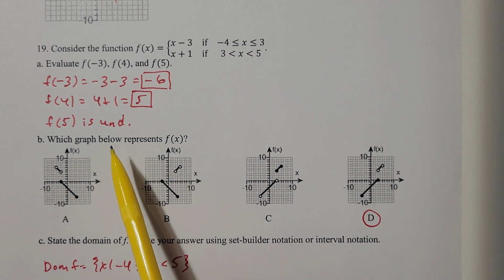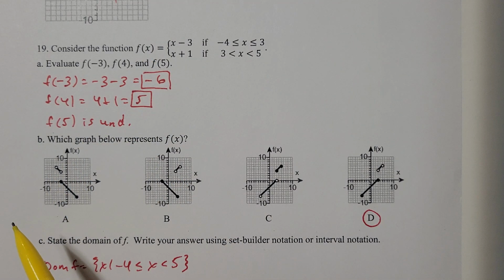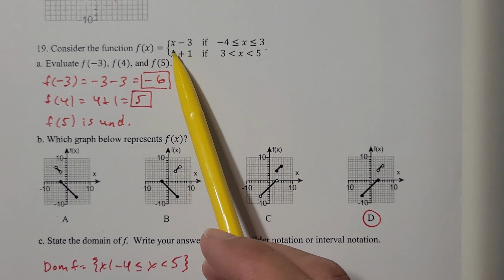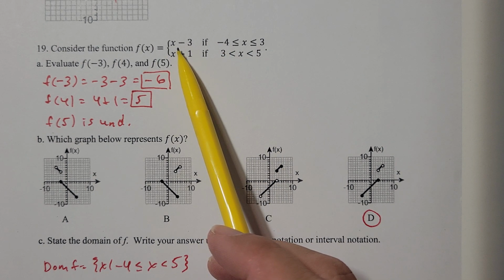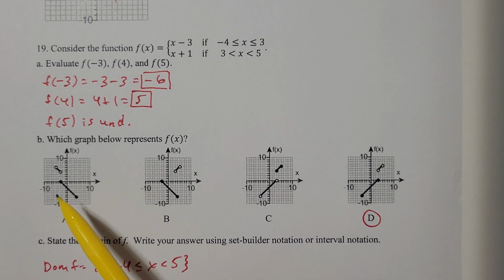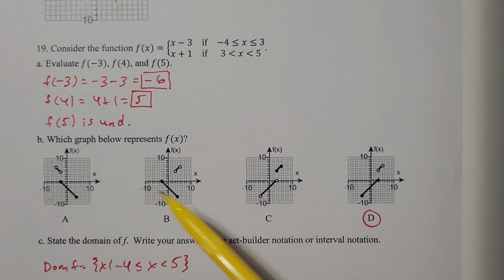So which graph below represents the graph of f of x? If I plug -4 into piece 1, -4 minus 3 is -7, right? So the point (-4, -7) has to be on the graph. I know that the answer is not A, because I don't see the point (-4, -7) on this graph. So A is out. B is also out, right? (-4, -7) is down here, and we don't have any graph down here. And so B is out.